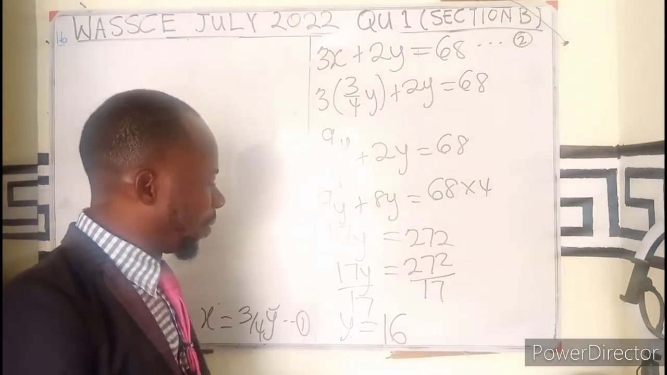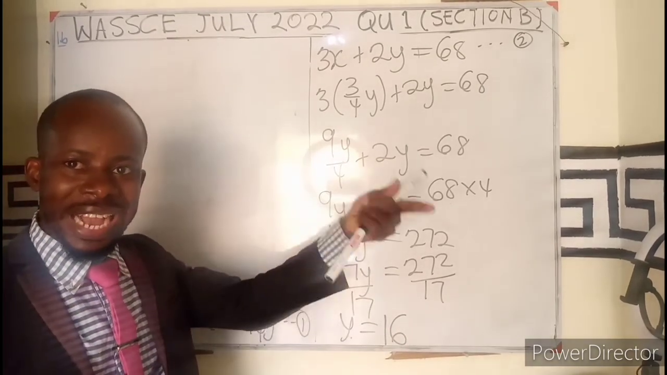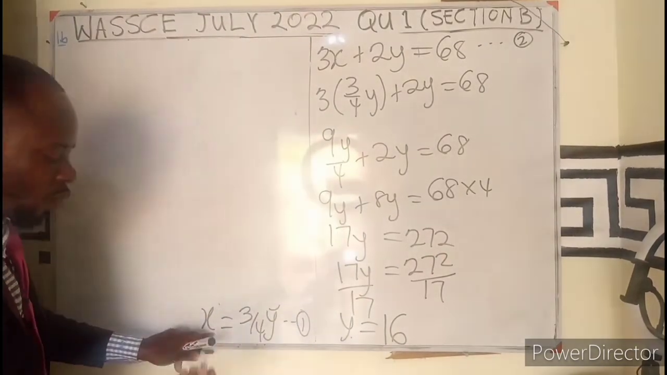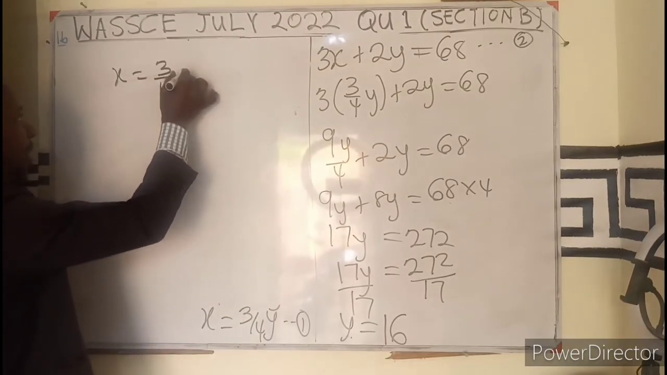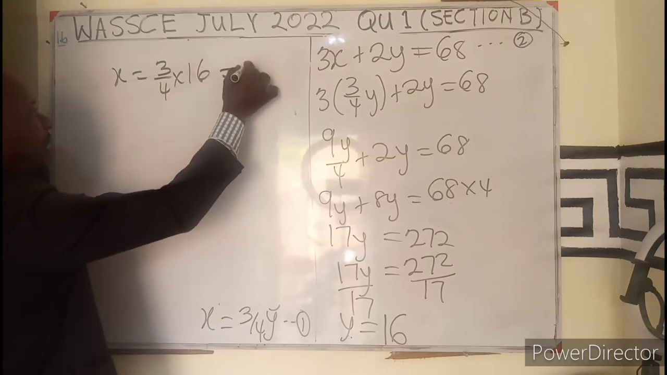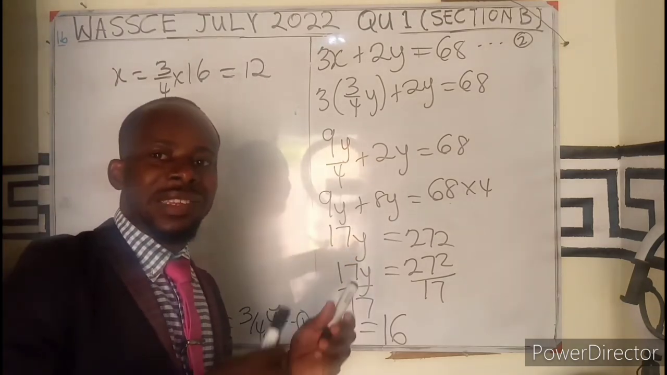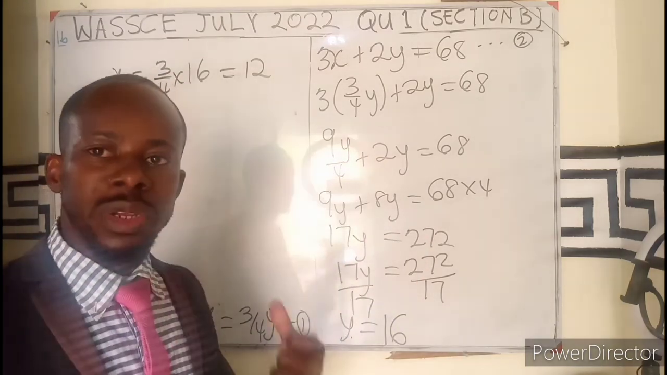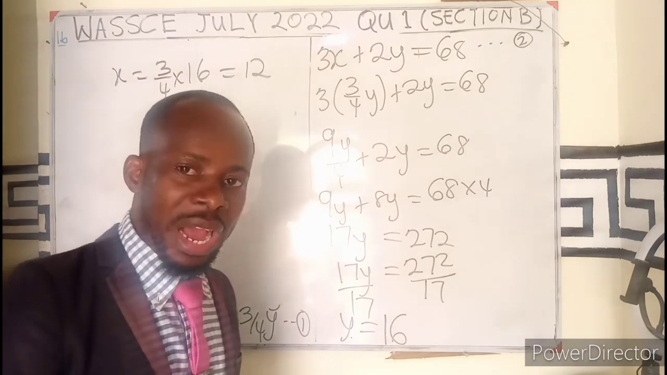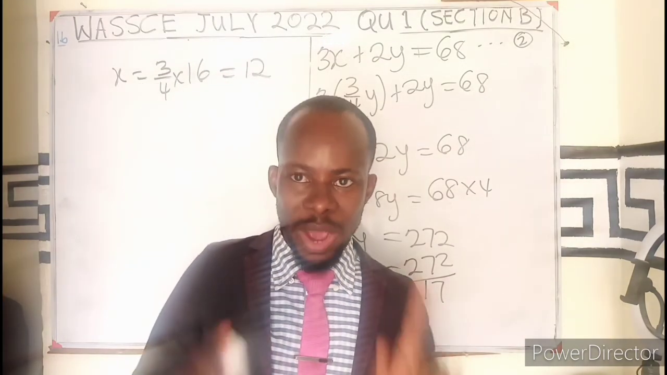So the 16 we have is the biggest number, because that is the y that represents the second number. From equation 1, our x is going to be 3/4 times 16, which gives us 12. Therefore, in this approach also, the smallest number is 12. I believe you have the concept. You can compare the two methods and see the one that works best for you.